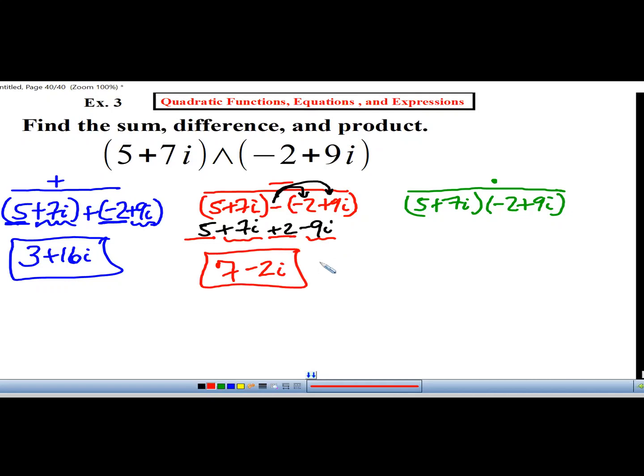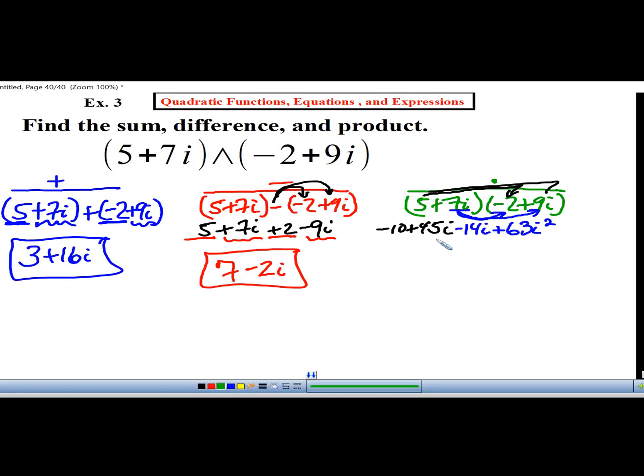And let's go to multiplication. I'm going to start with 5 times negative 2. That's negative 10. What is 5 times 9i? That's positive 45i. Next, 7i times negative 2. That's negative 14i. 7i times 9i. That's positive 63i squared.